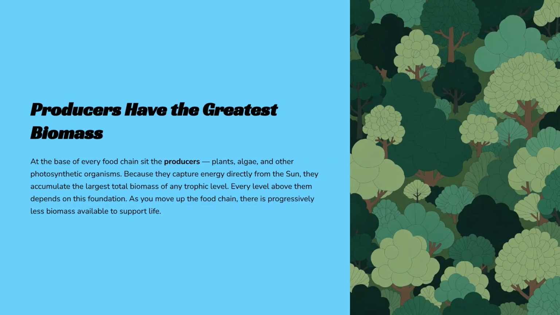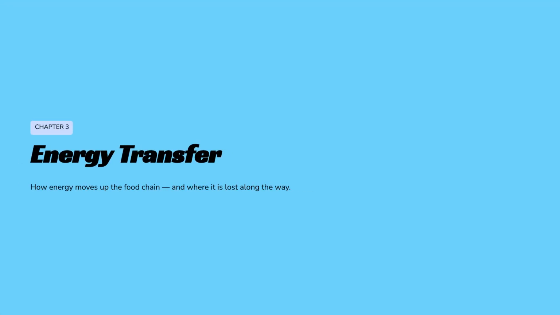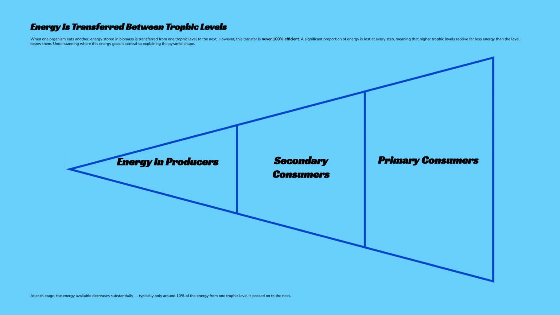Producers, like plants and algae, occupy the base of the food chain, capturing solar energy and accumulating the greatest total biomass. Now, Chapter 3, Energy Transfer. We will discuss how energy moves up the food chain and where it is lost. Energy transfer is never 100% efficient. Typically, only about 10% of energy is passed from one trophic level to the next.